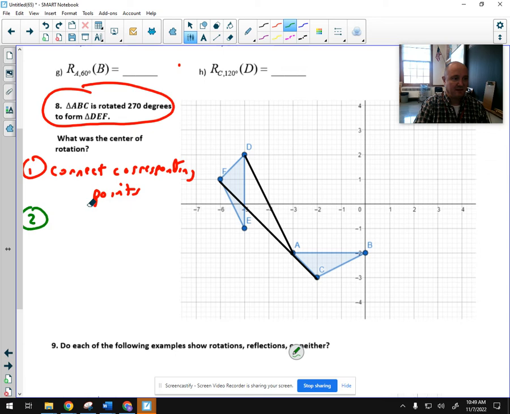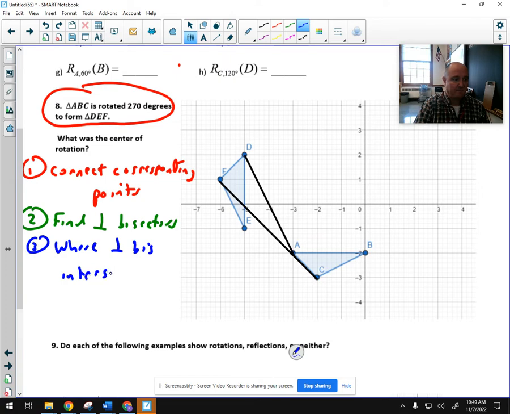What was the next step in the notes? Well, we said we find the perpendicular bisectors of these segments that we just created. So DA, FC, we find their perpendicular bisectors. And then we said where the perpendicular bisectors intersect, that's the center of rotation. All right, so let's do steps 2 and 3 here. How do I find a perpendicular bisector to DA?